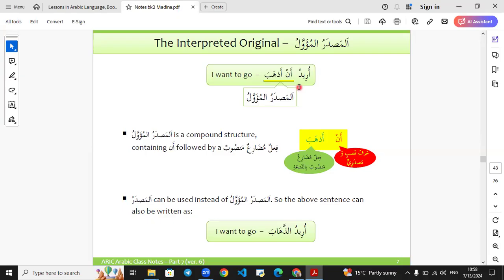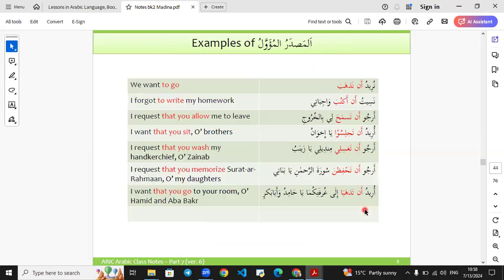So take note of the difference of the verb or noun and interpreted origin. So this is the one we were talking about. Let's look at some of the examples of al-masdar al-mu'awwal. If you say nuridu an nadhab, take a look at the construction of this al-masdar al-mu'awwal. An nadhab, if we say this is fi'l mudari marfu' bid-damma az-zahira, ana fa'il mustatir taqdiruhu nahnu.